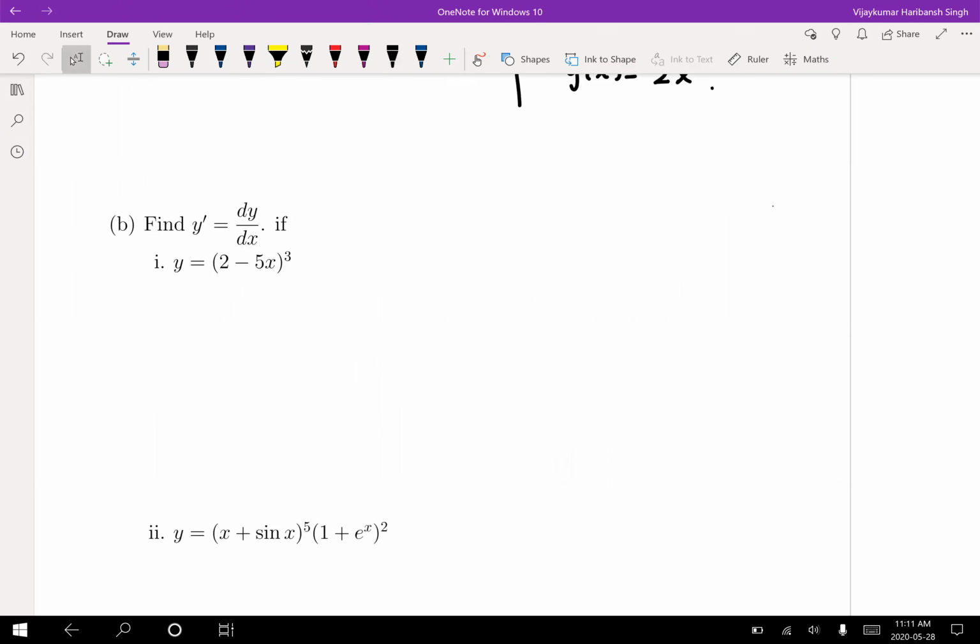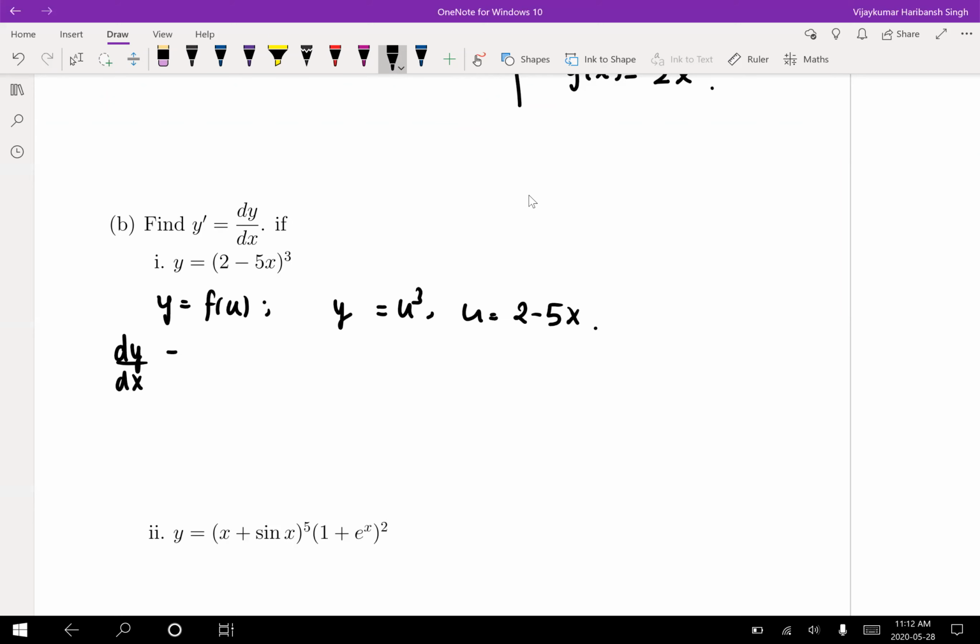So we have y prime equals dy by dx. Find y prime if y equals 2 minus 5x cubed. Now to do this problem, we can basically write it as f of u, where f of u is u cubed, and u is 2 minus 5x. So we get dy by dx, or you can write this as y equals u cubed as well.